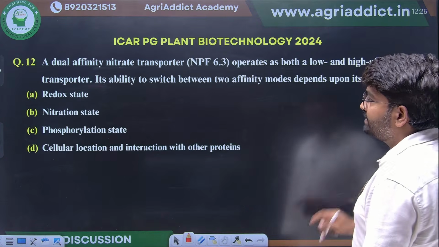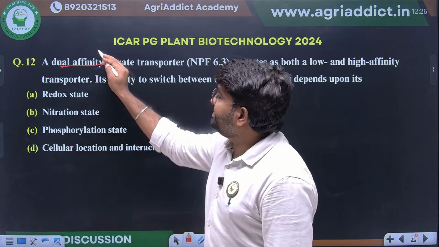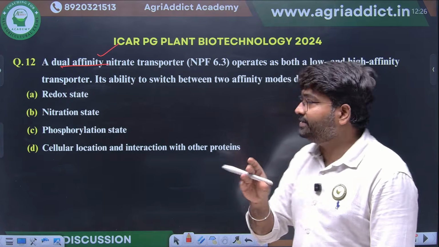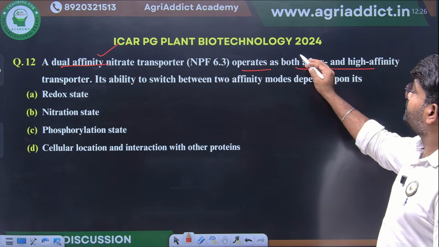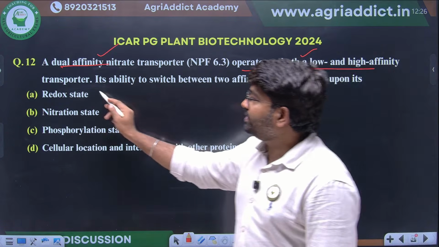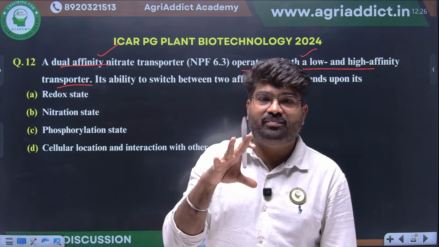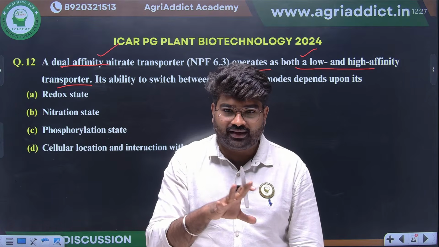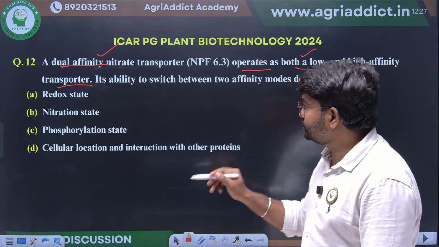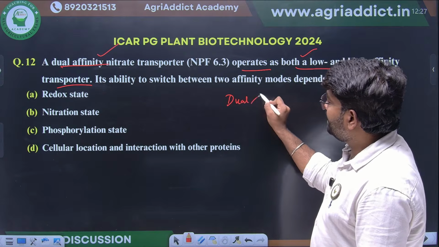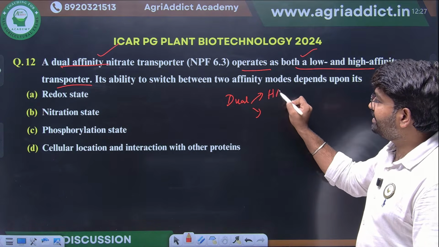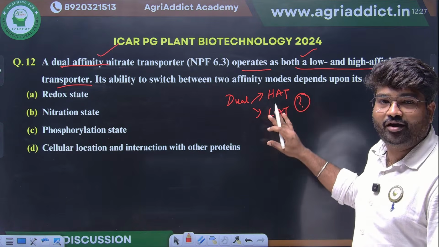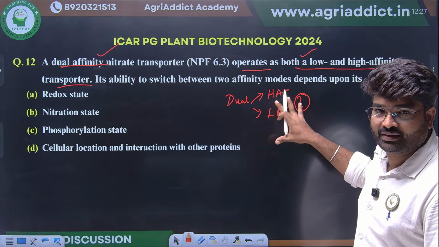Next question. If a nitrate transporter is dual affinity, how are the low and high affinity states regulated? In which condition will it be high affinity and in which condition low affinity? Dual affinity means it will behave both as a high affinity transporter and a low affinity transporter. Which modification regulates this switch? This is a very important thing.